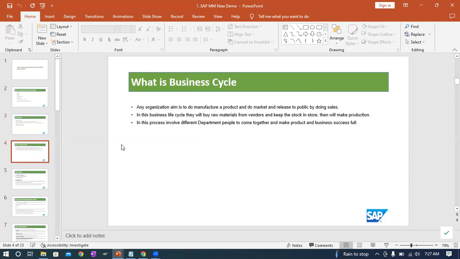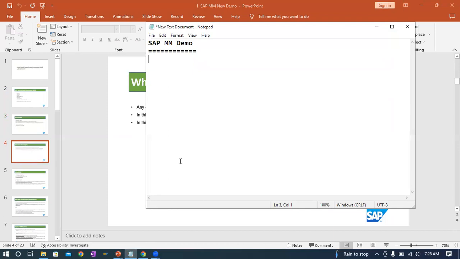So let's quick start. What is the business cycle? Before going to the business cycle, what are the different industries we have in the market? We have the automotive industry, textile, oil and gas, then engineering, construction, and operations. Like that, we have multiple industries in society.